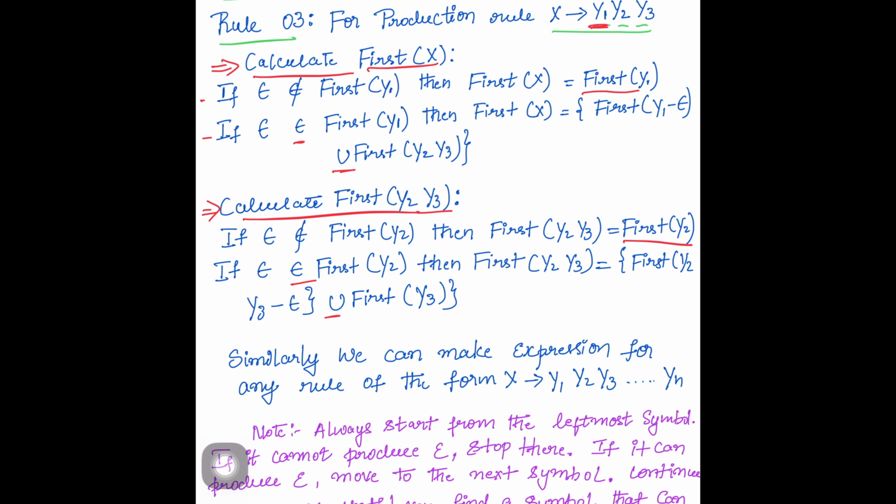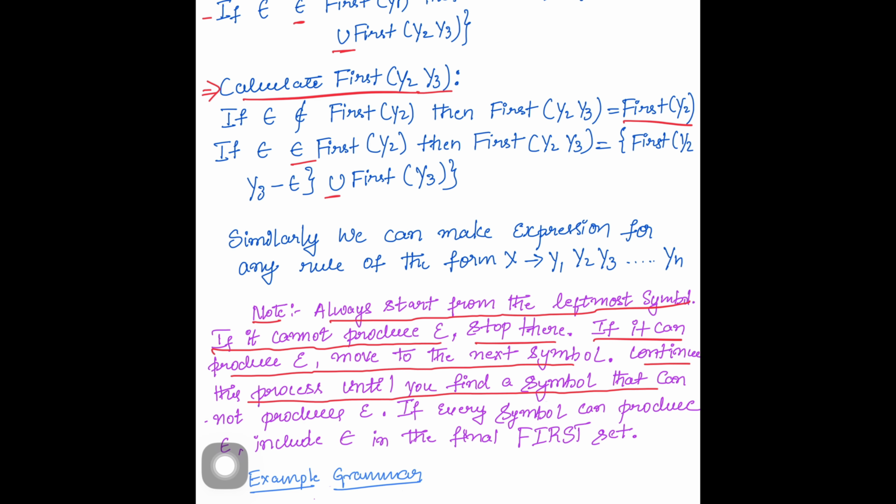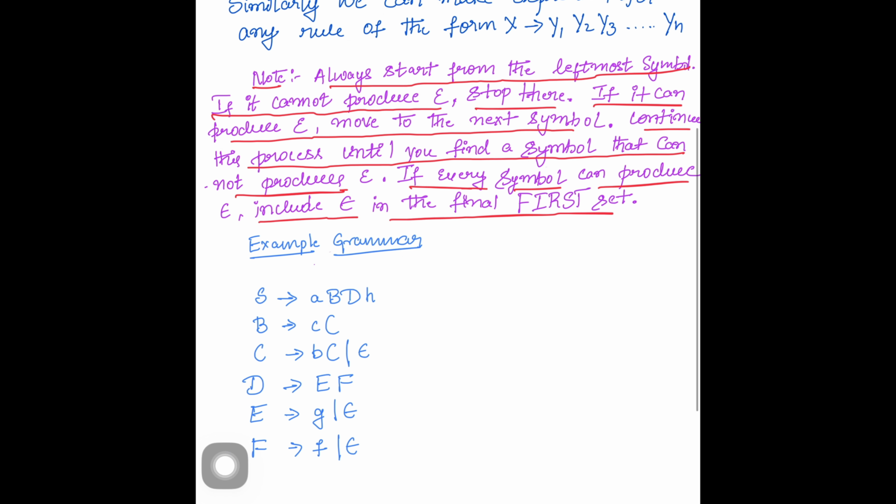Here is one note. You always start from the leftmost symbol. If it cannot produce epsilon, stop there. If it can produce epsilon, move to the next symbol and continue this process until you find a symbol that cannot produce epsilon. If every symbol can produce epsilon, include epsilon in the final first set. I hope you guys understood the rules. Let us see the example.